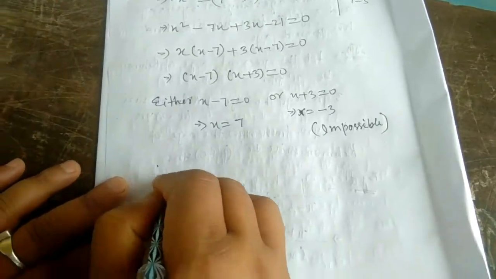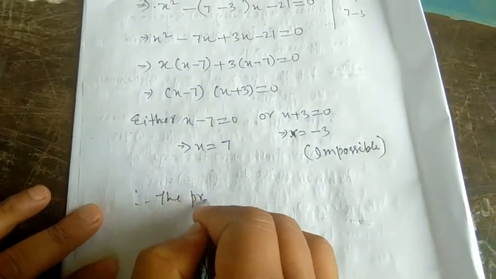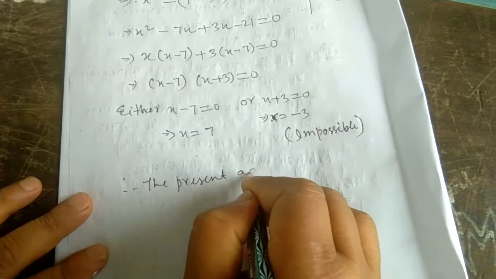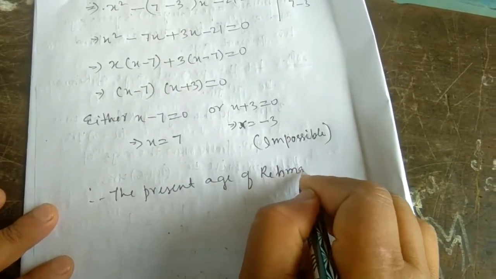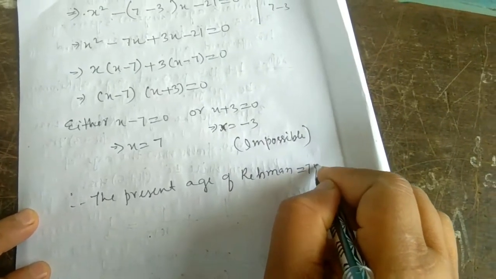Therefore the present age of Rahman equals 7 years.